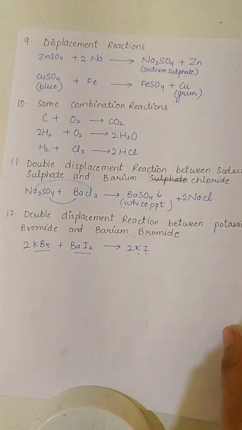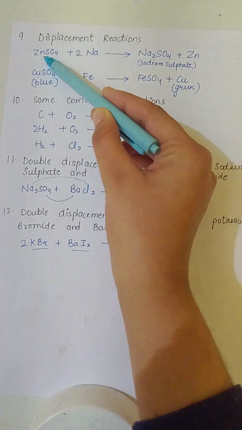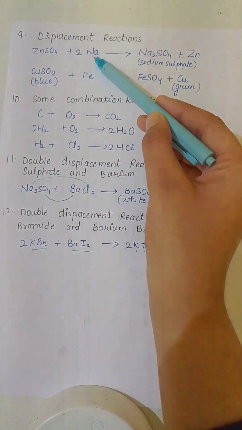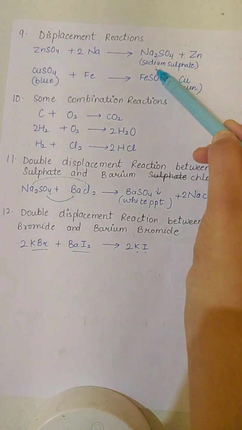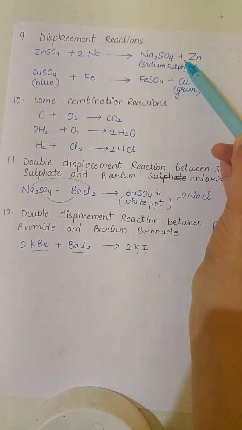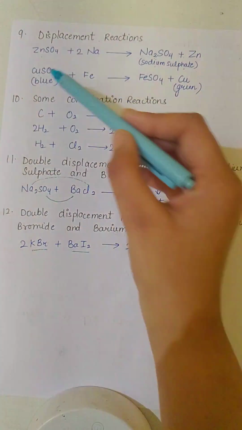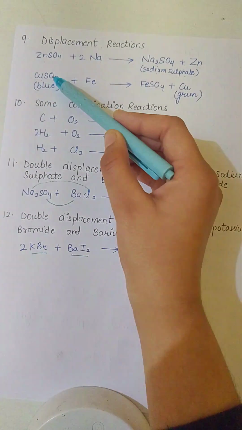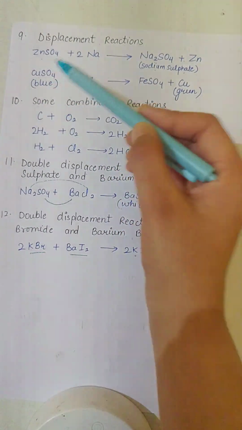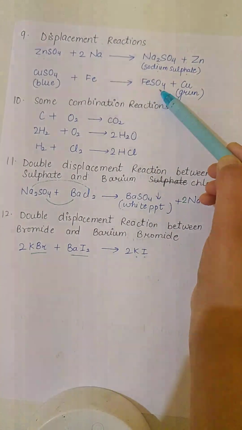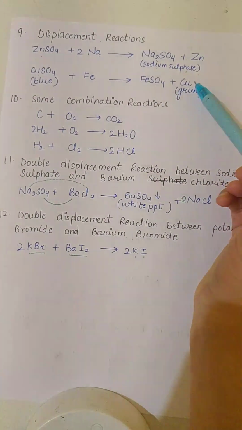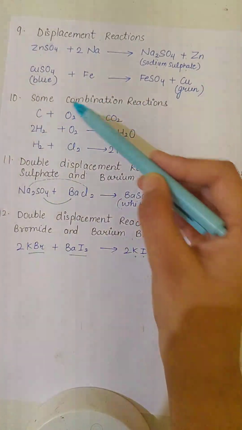Next is displacement reaction. When zinc sulfate and sodium react, Na2SO4, this is called sodium sulfate, is formed plus zinc. Next is copper sulfate, which is of blue color, when it reacts with iron, FeSO4, iron sulfate is formed plus copper, which is of green color.